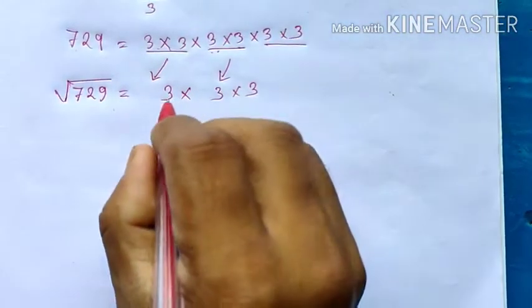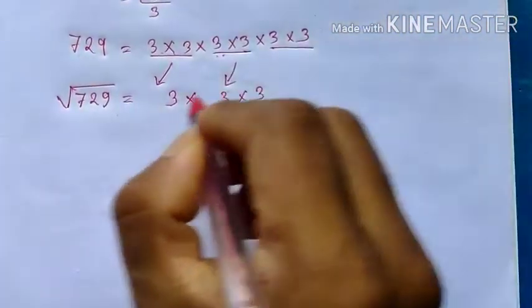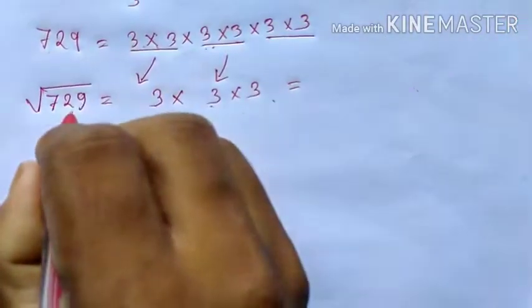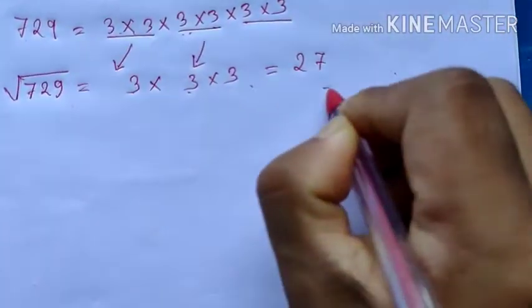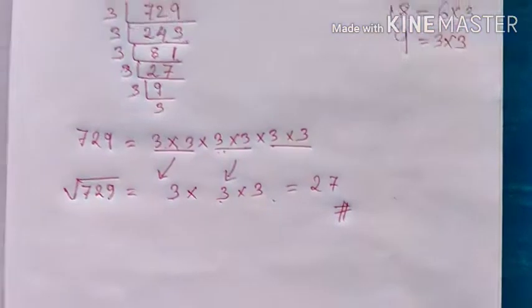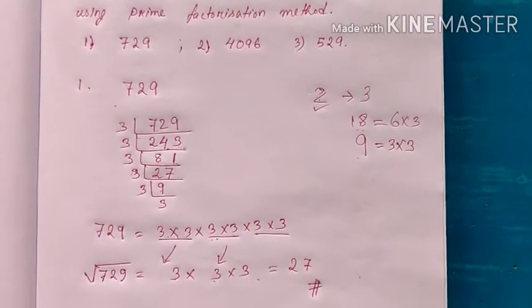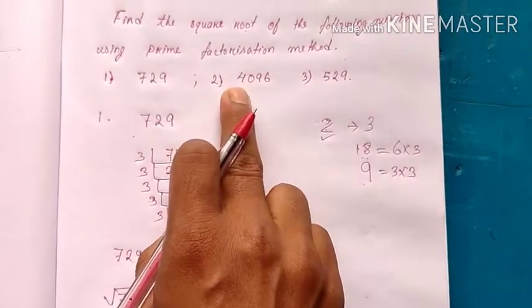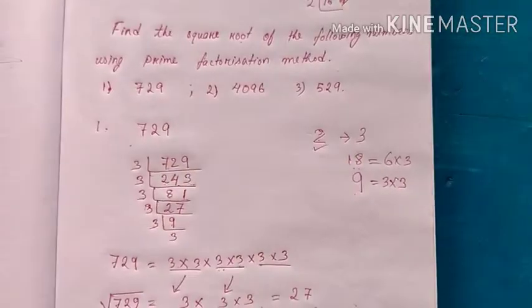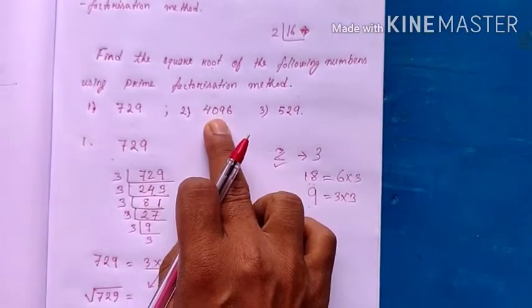So if I multiply 3 into 3, that is 9, and 9 times 3 is how much? 27. So the square root of 729 will be 27. So this is your answer. Similarly we can do this for the other number also, for question number 2. This question number 2, I will not be doing it.